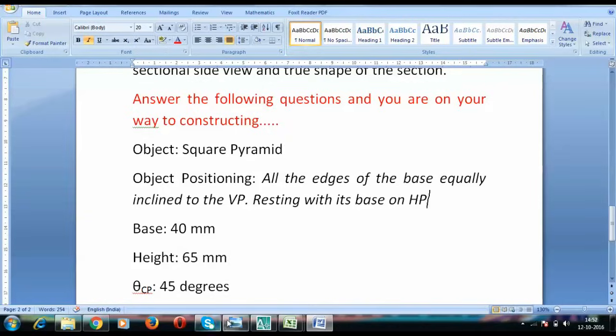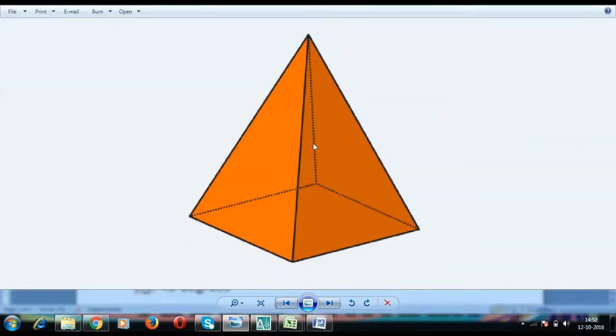So we have this square pyramid. It has the base of a square. This base is 40 mm each, and the square pyramid is resting with its base on the horizontal plane. Now guys, if it is resting with its base on the horizontal plane, then one thing is for sure, that the true shape of the base can be seen from the top. So you have to start by drawing the top view first, and then accordingly its front view is going to be made.